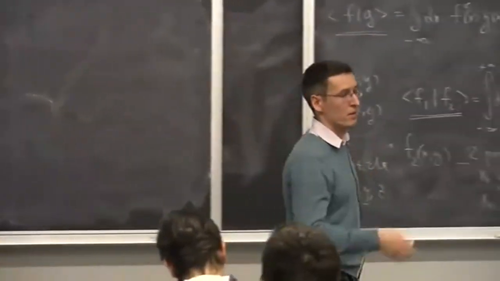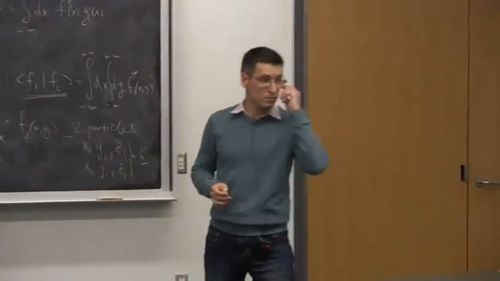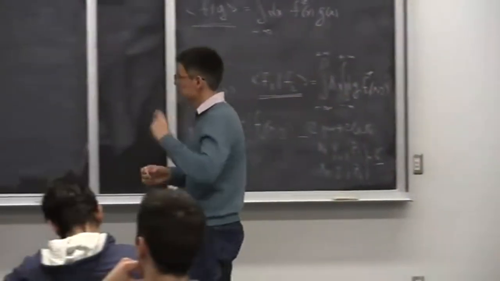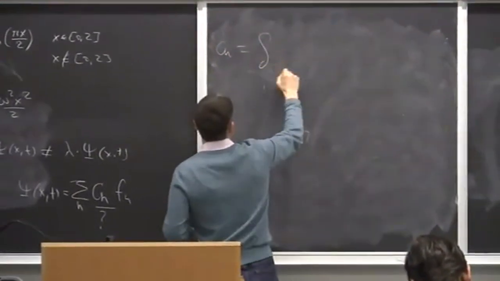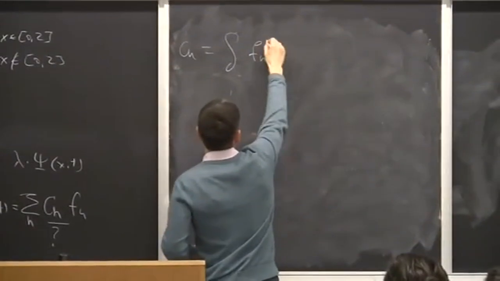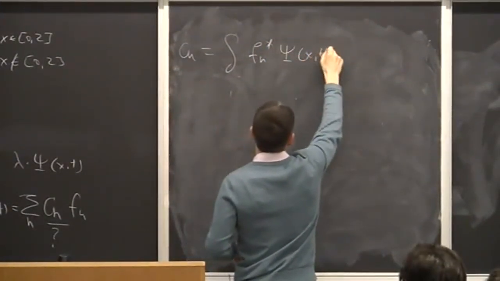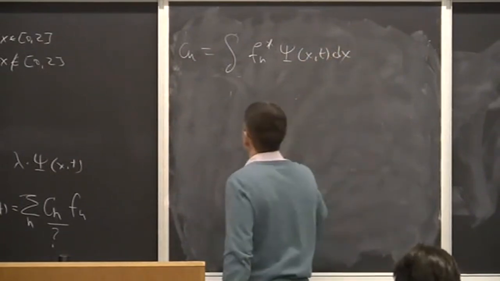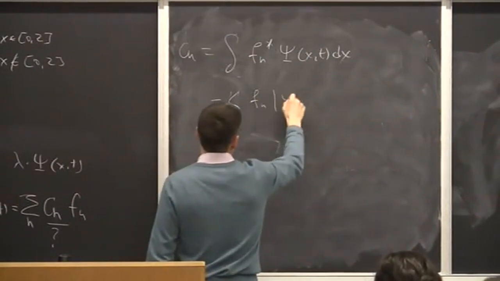Okay? Yeah. To find the coefficients, you have to take the integral of the wave function times the inverse, the complex conjugate of the eigenfunction. Right. So this is pretty much the inner product of F_n with the wave function, right?